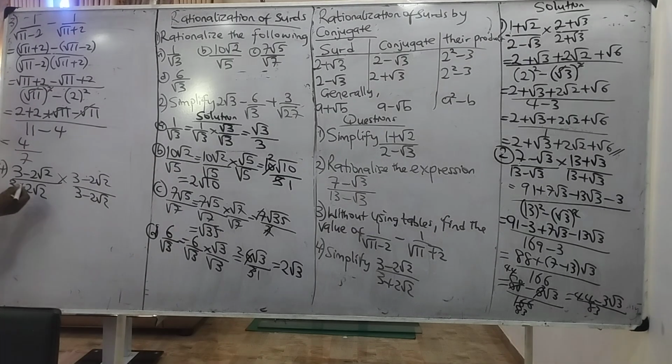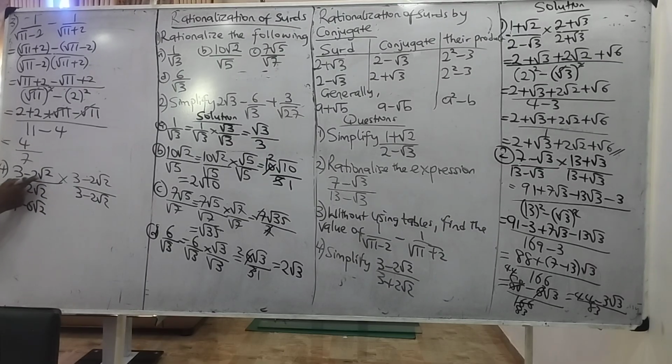So going by this, let's try to multiply. 3 times 3 is 9. 3 times minus 2 is minus 6 root 2. Minus 2 times 3 is minus 6 root 2. Minus 2 times minus 2 is plus 4. Times root 2 times root 2 is 2, because we have the same number inside. All over, using the idea of conjugate, difference of two squares. So we have, pick the first term, 3 all squared, minus the second term, 2 root 2 all squared.